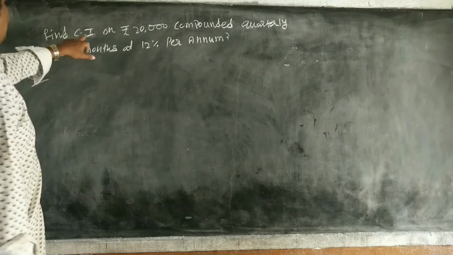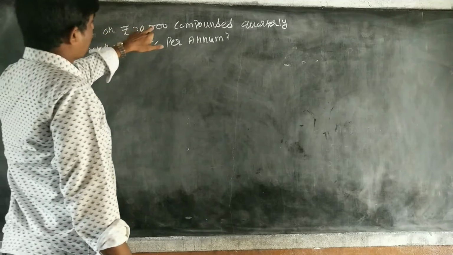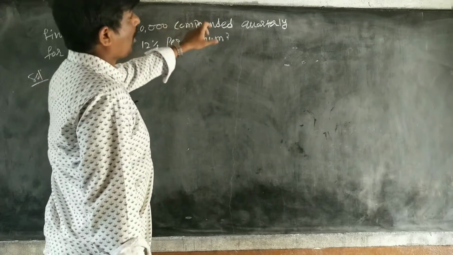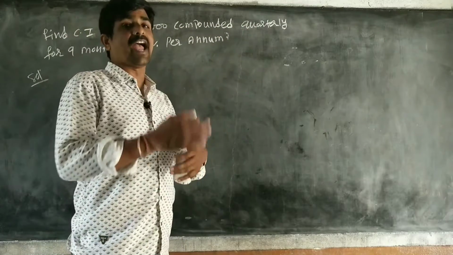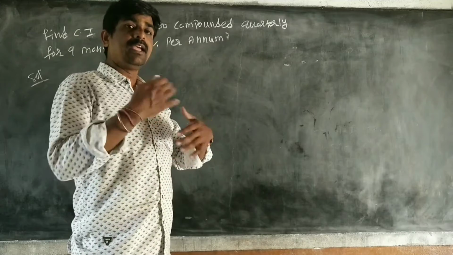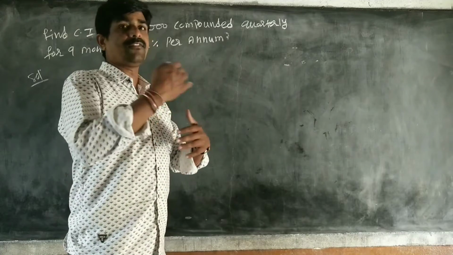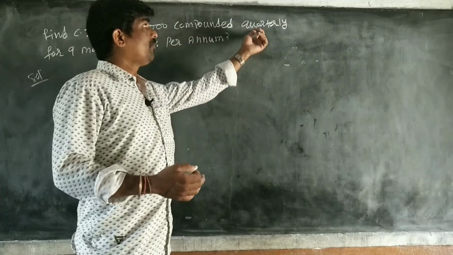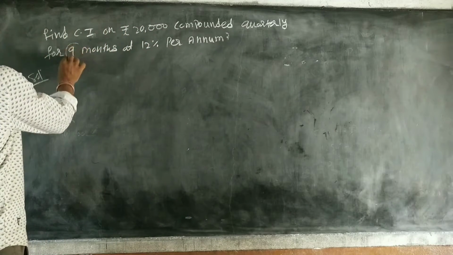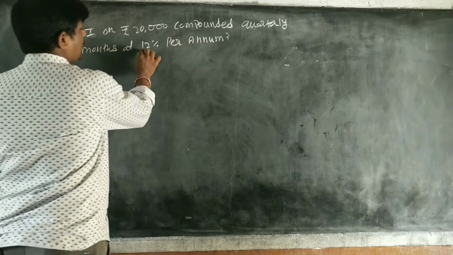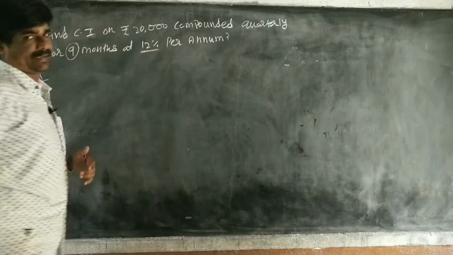Next, find compound interest on rupees 20,000 compounded quarterly. In the previous problem it was asked annually, so interest is compounded every 1 year, but here it is every quarter. We have to find it for 9 months at a rate of interest of 12% per annum.